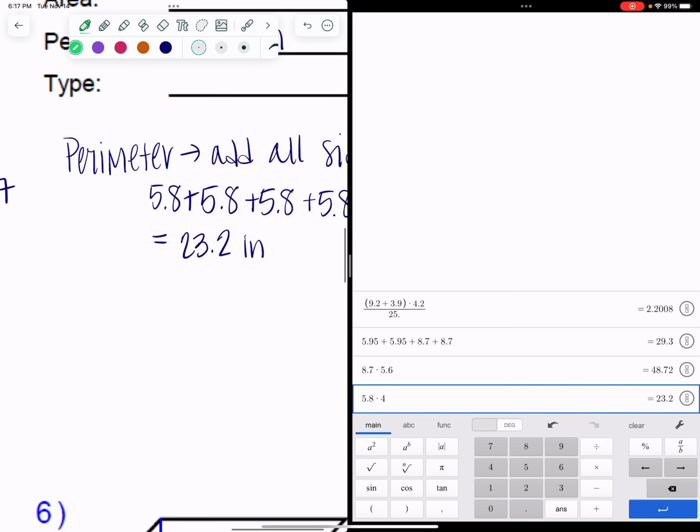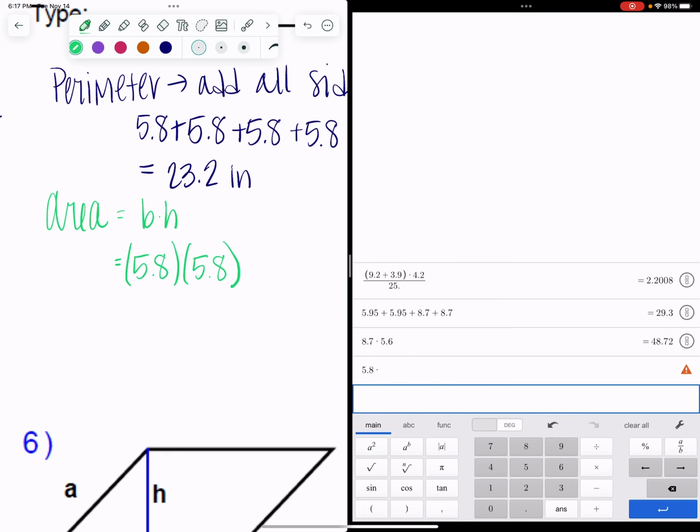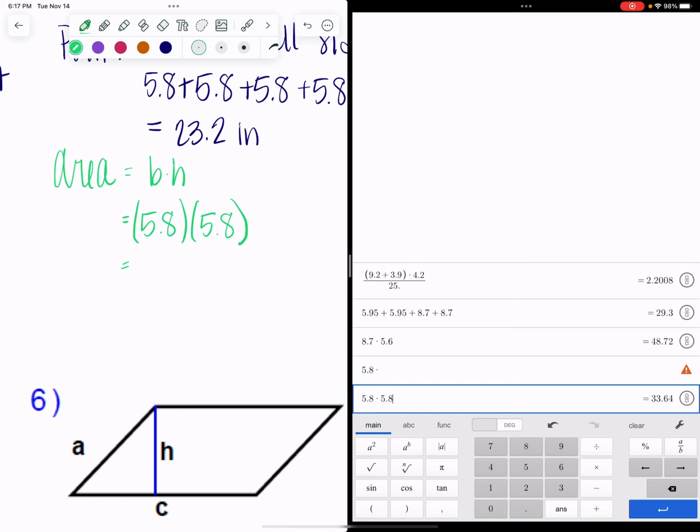Area of a square is base times height. Well, we had a base of 5.8 and a height of 5.8. So if we go multiply 5.8 by 5.8, you get 33.64. And we're doing area, so it's inches squared.